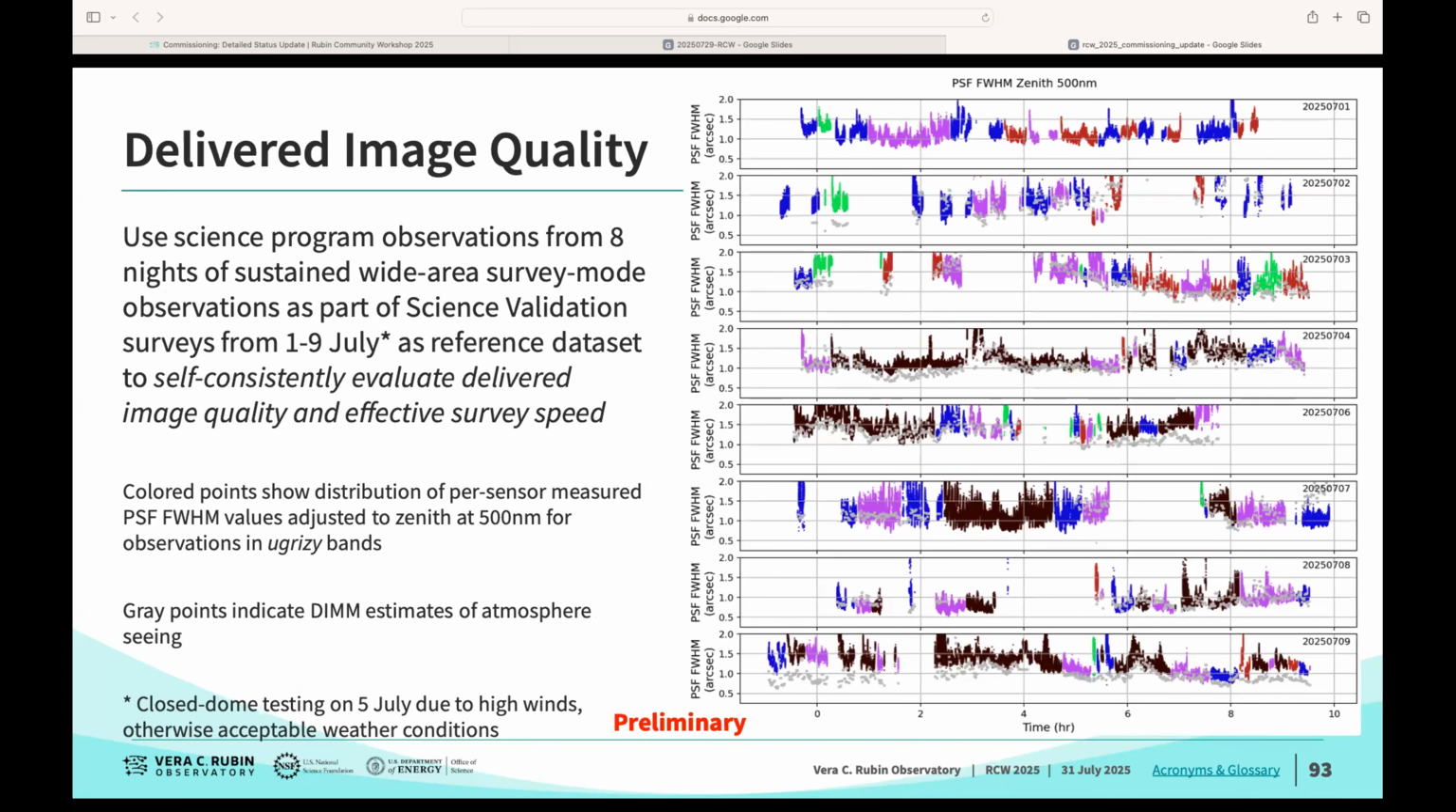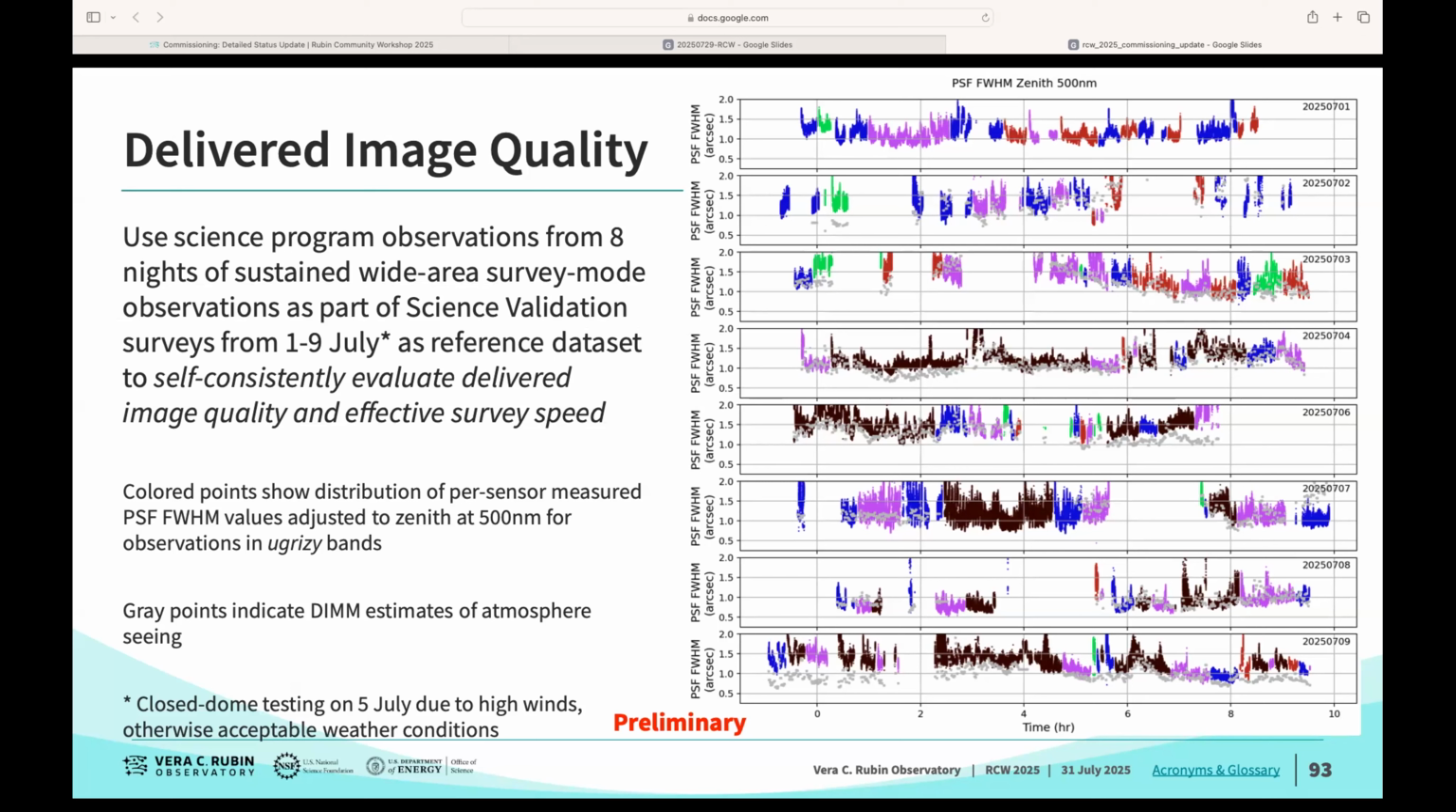So this is a look at some of the performance from the science validation surveys. This particular data set here is one that we were looking at from early July that we used to claim achievement of the system first light technical milestone. We picked these nights because it was a period of relatively stable weather conditions during the Chilean winter. And so we were able to look at the distribution of the delivered image quality and the survey performance in terms of our rate of acquiring visits.